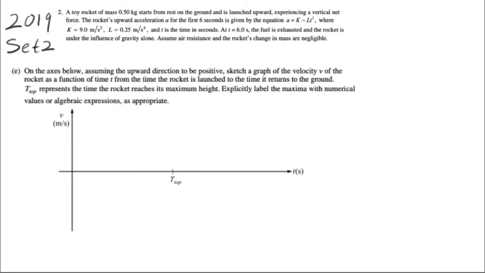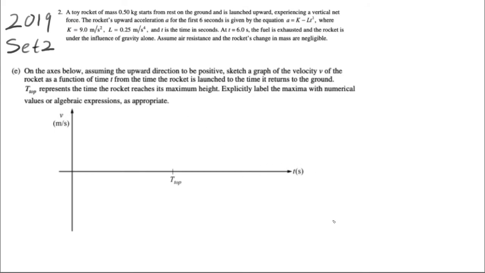Part E. On the axis below, assuming the upward direction to be positive, sketch a graph of the velocity V of the rocket as a function of time t, from the time the rocket is launched to the time it returns to the ground. T top represents the time the rocket reaches its maximum height. Explicitly label the maxima with numerical values or algebraic expressions as appropriate. So we have a velocity over time graph.